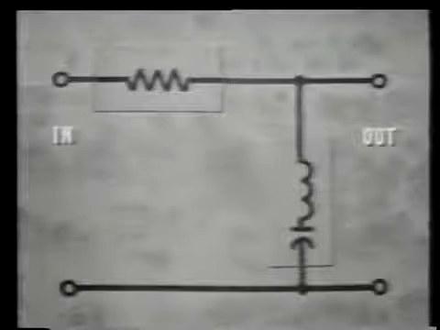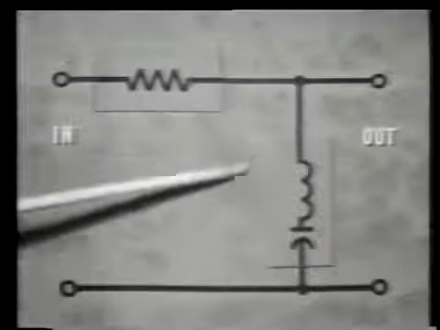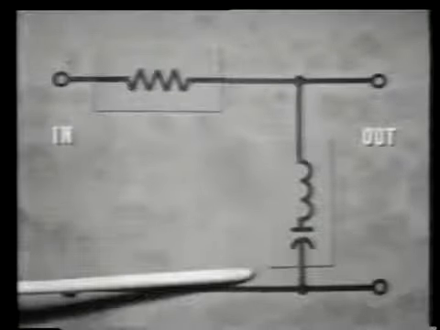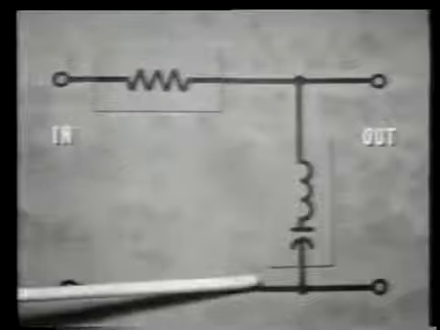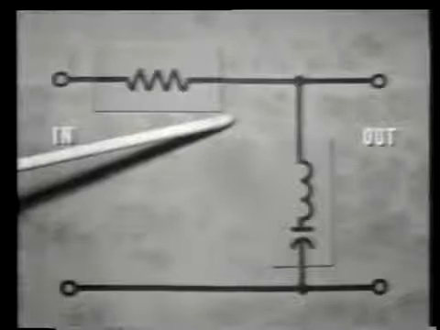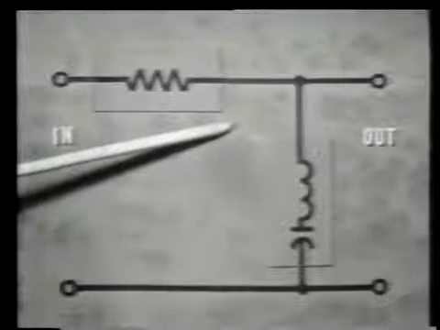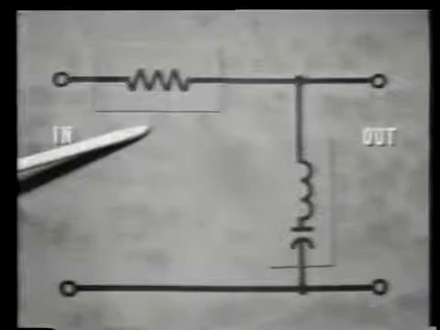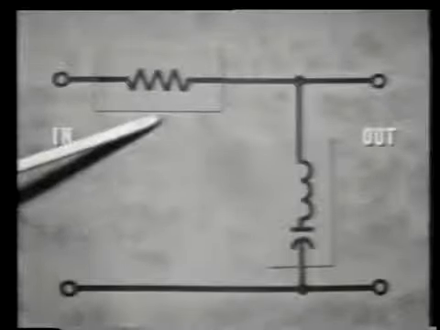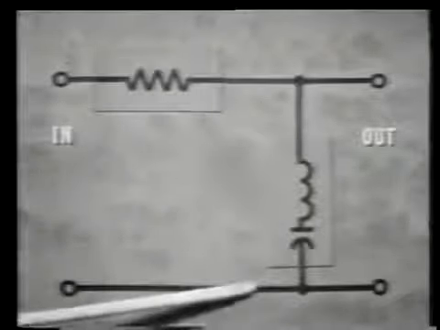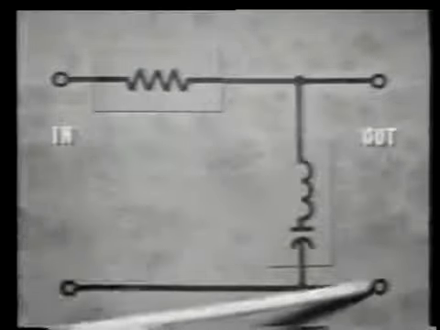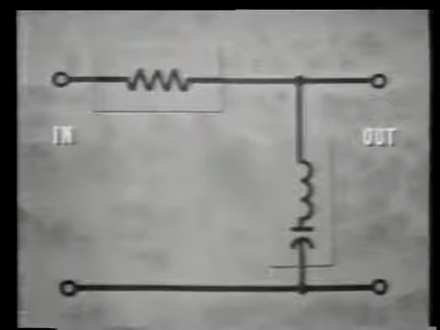Remember, at the resonant frequency, the tank circuit's opposition is minimum. Now, if we have minimum opposition, then we'll have maximum current flow, and this same current must flow through the series component. Thus, the series component, the resistor, will develop a maximum voltage drop. Now, with maximum voltage dropped here, then we must have minimum voltage dropped across the tank. This means, of course, that the output voltage is also minimum because they're in parallel. We're still dividing the voltage.